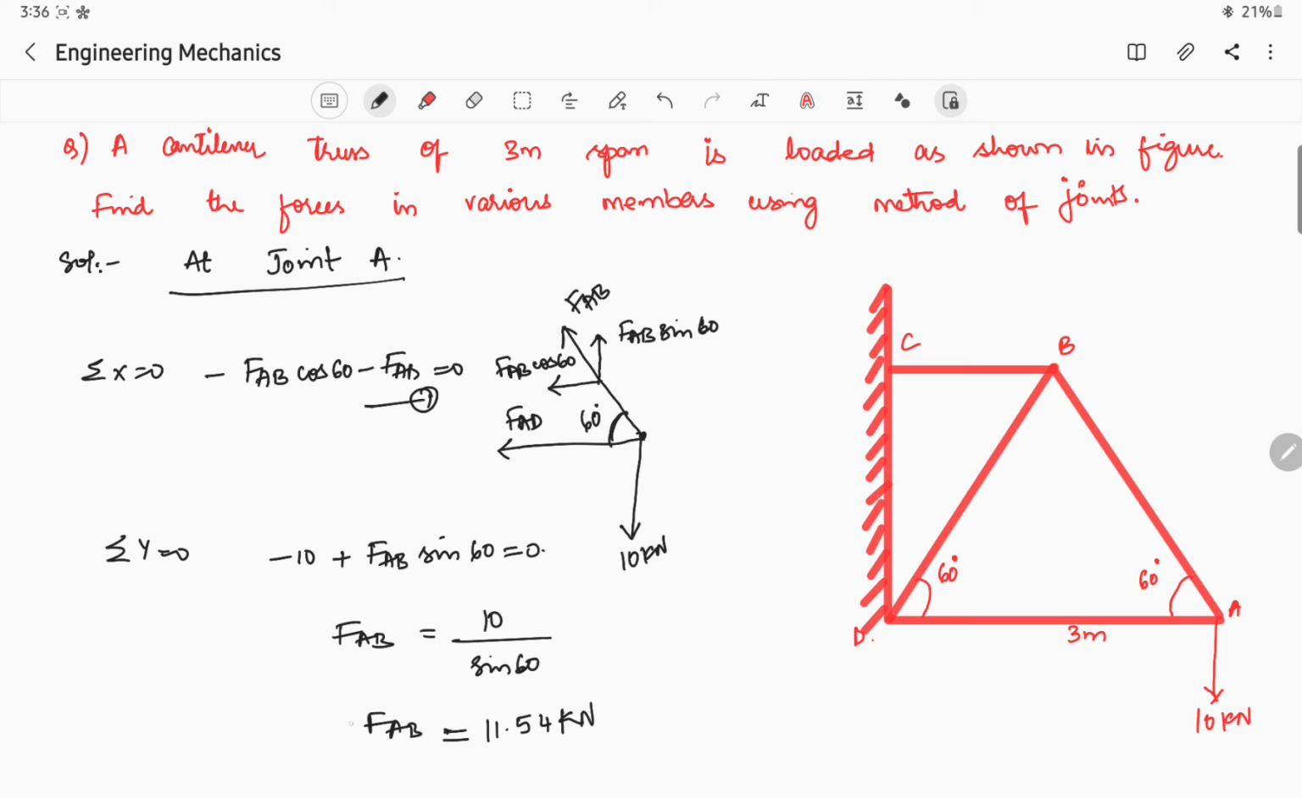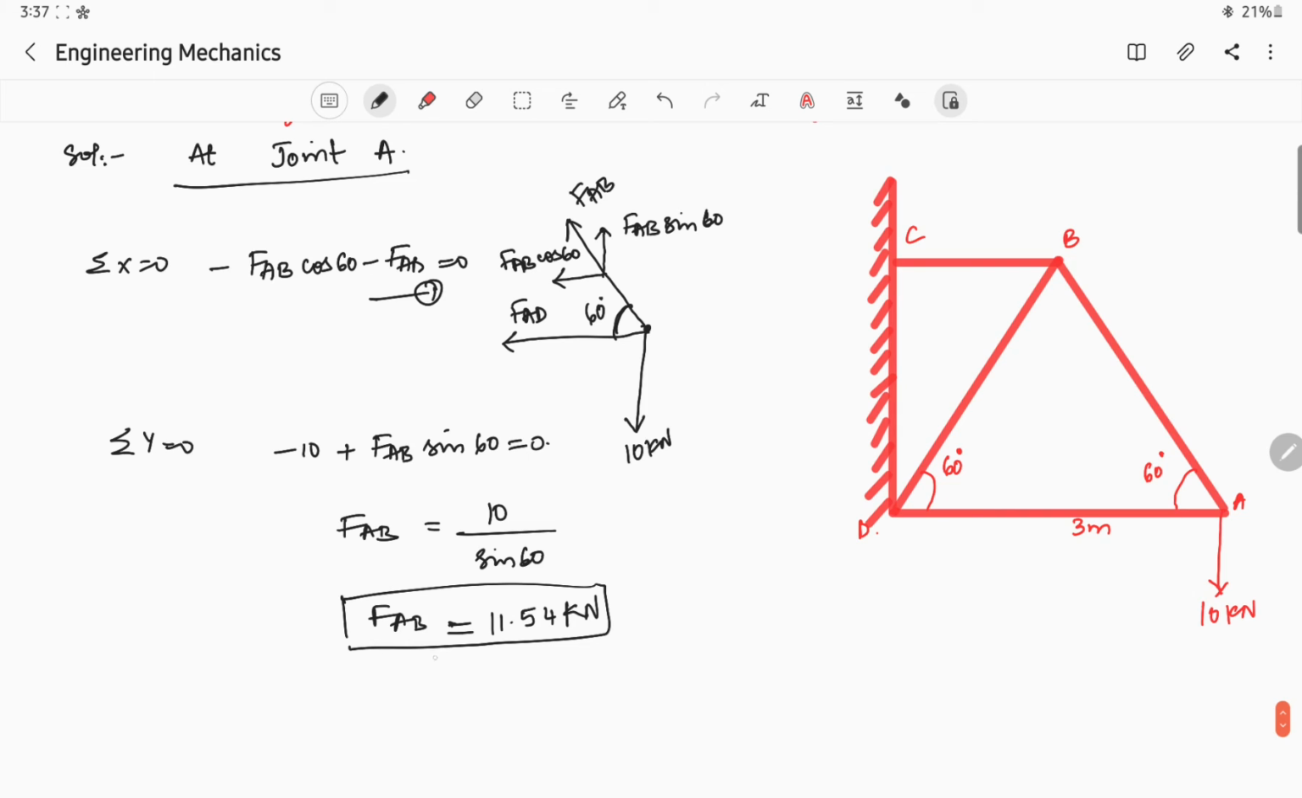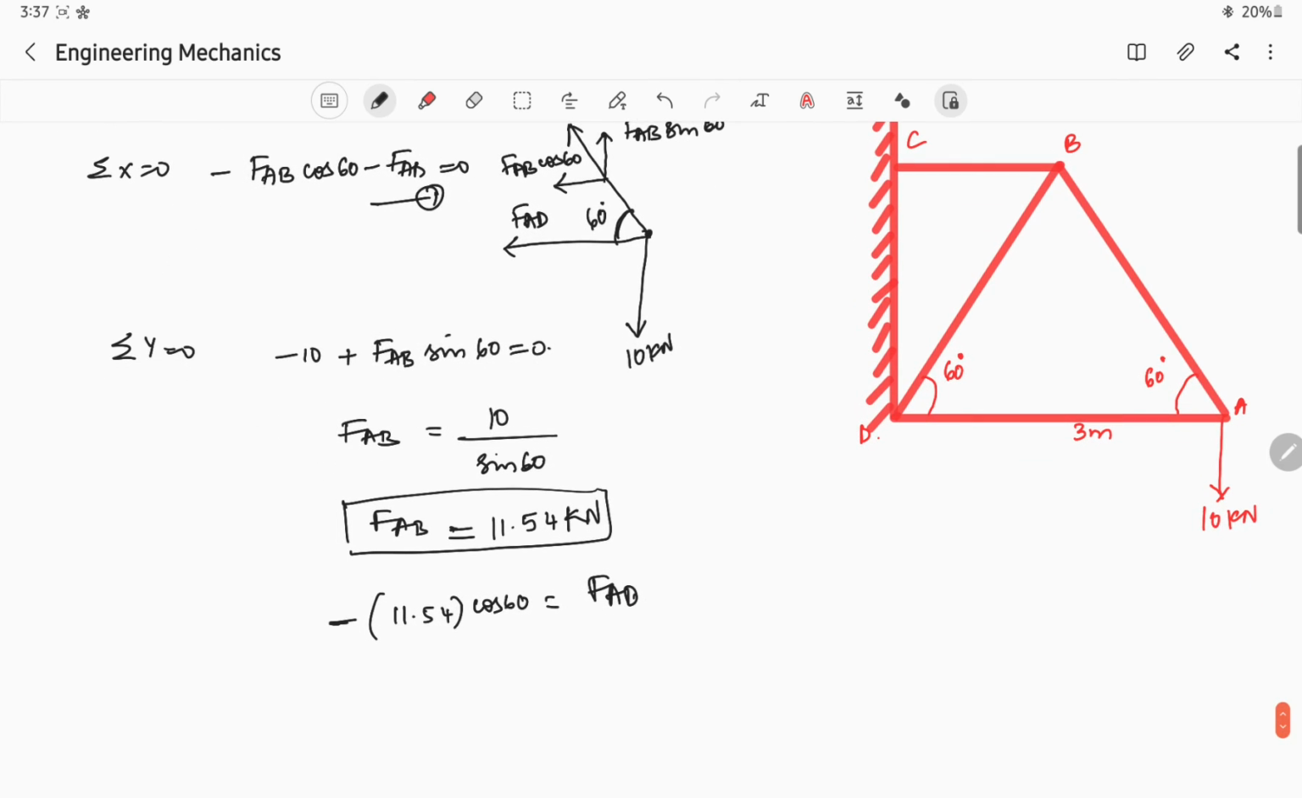11.54 kilonewton. This is the force in member AB we got. Next, if you substitute the value of FAB in equation number 1, that is minus 11.54 into cos 60 is equal to FAD. So what is the value of FAD now? 11.54 into cos 60 is minus 5.77 kilonewton. Okay, we got the value of force in member AD also.